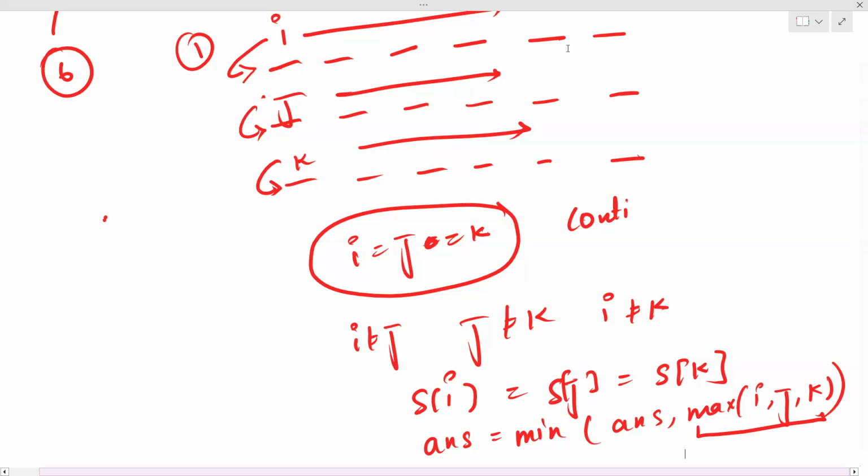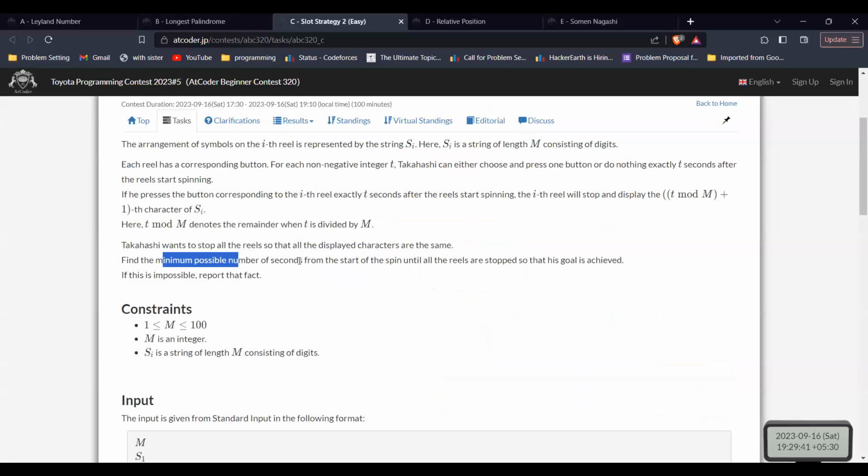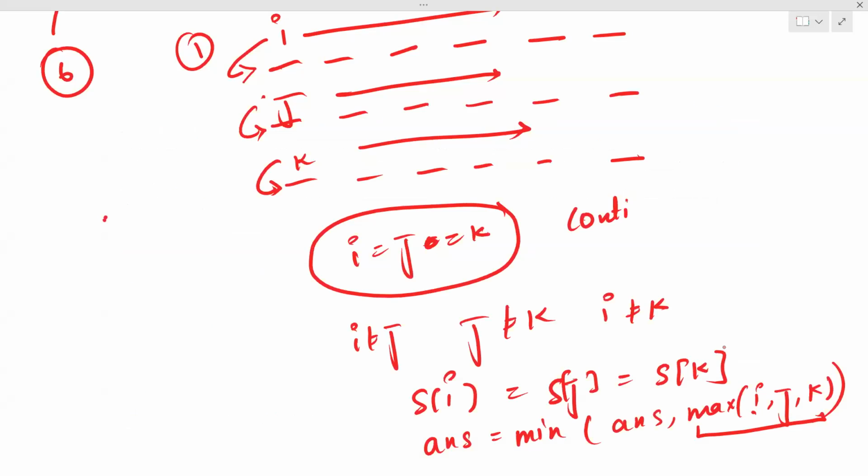We have to find the minimum possible time from the start of the spin until all the reels are stopped. So that's why we are stopping our first reel at i second, our second reel at j second, and our third reel at k second. So after the maximum of all of these three, all the three reels would have been stopped, right?